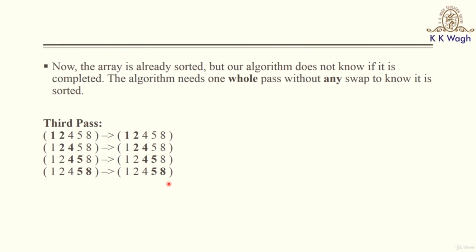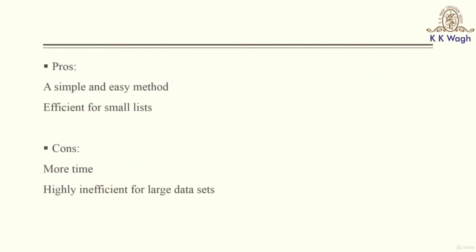Bubble sort is the simplest algorithm among all the algorithms available. Many times when someone wants to explain sorting, they start with the bubble sort algorithm. But it has certain advantages and disadvantages. It is a simple and easy method. It is very efficient for small lists of data. But the disadvantage is that it is more time consuming if you have a large amount of data, and it is highly inefficient for larger data sets.